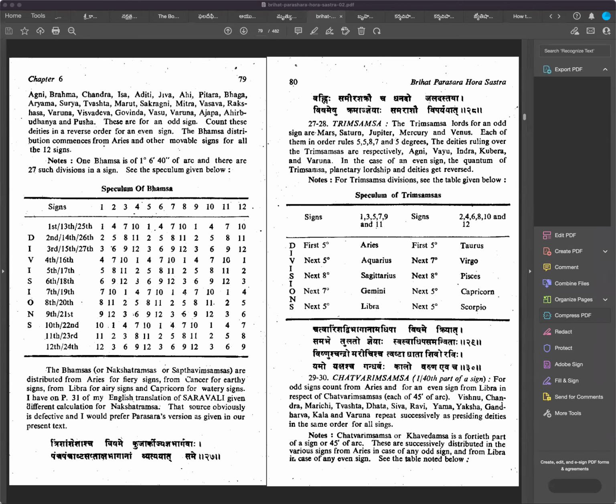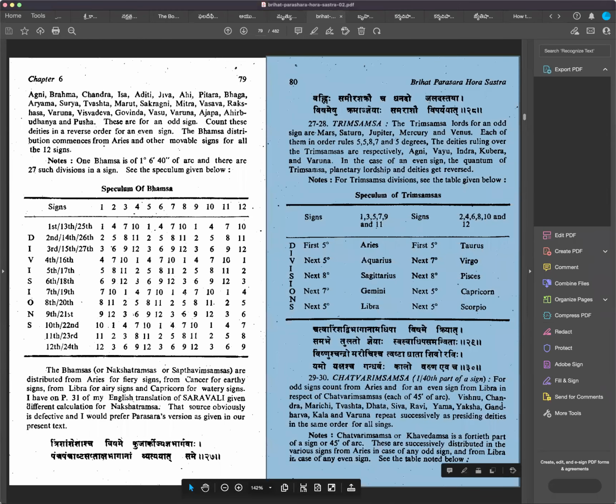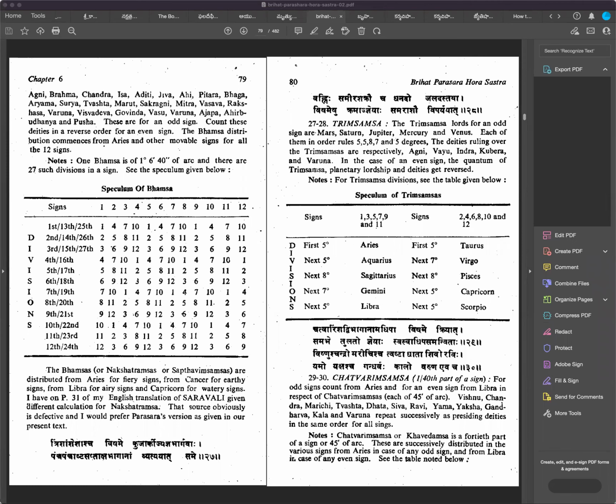And if you see the table, above are the signs and below are the divisions. Horizontal are the signs and vertical are the divisions. The first 5 degrees will start from Aries, the next 5 degrees Aquarius, the next 8 degrees Sagittarius, the next 7 Gemini. Like that, we'll construct a table. Nowadays we'll get it automated, so we don't need to do these calculations. So here we'll see the significator Saturn.